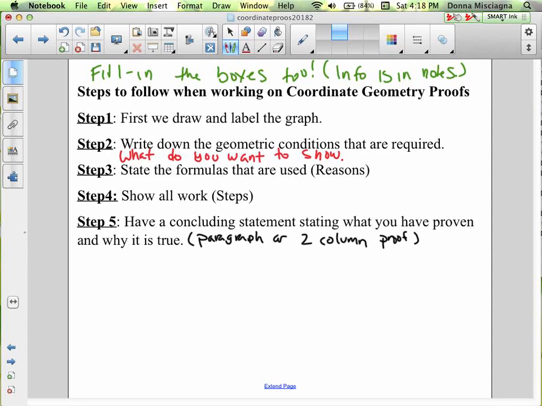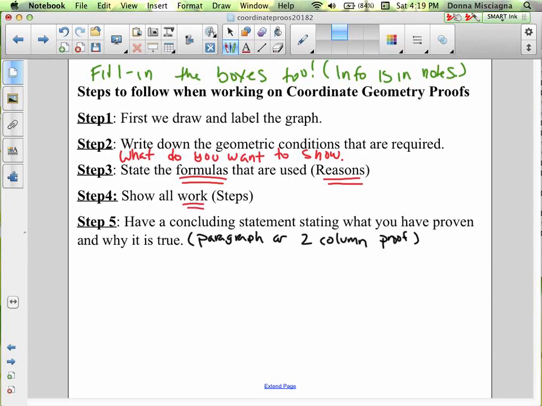Third, you're going to state the formulas that are used. They become your reasons when we do the proof. Step number 4, you're going to show all your work, right? Whether you are using the slope formula, then show the slope. If you're using the distance formula, show the distance formula. If you're using the midpoint formula, show how you got the midpoint. So we're going to show all our work.